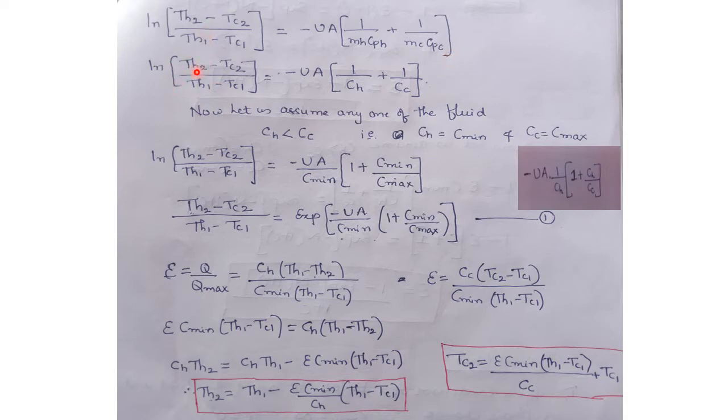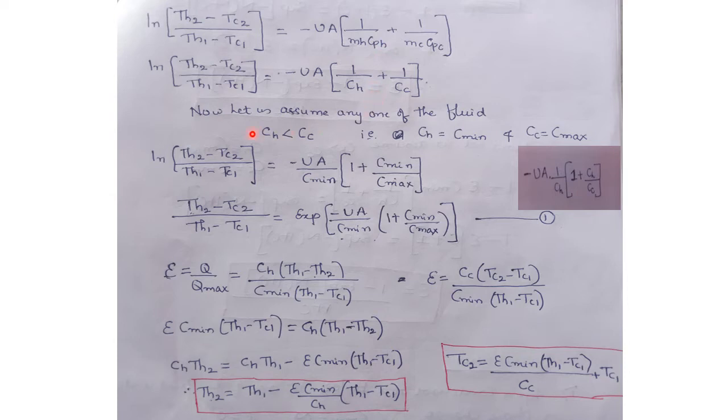The same equation I will write here: log of (Th2 minus Tc2) divided by (Th1 minus Tc1) equals minus U into A, the bracket 1 divided by mh into Cph, I will replace it by 1 divided by Ch, plus 1 divided by Cc, that is the capacity rate of hot fluid and capacity rate of cold fluid, where Ch is given by mh into Cph. The same equation I have written here.